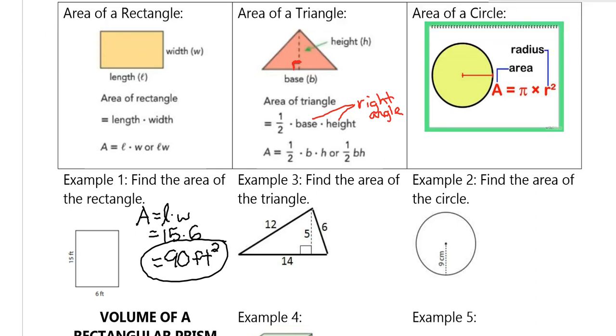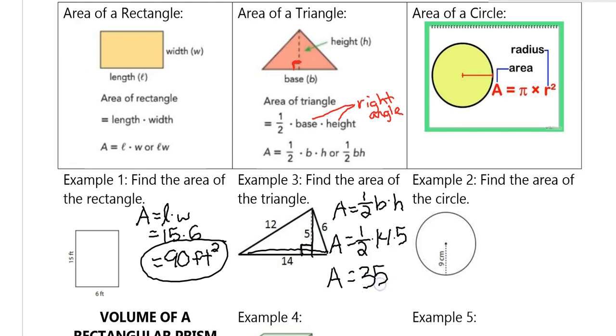Area of a triangle, area equals 1/2 base times height. Again, the base and height have to meet at a right angle, so I'm using this side and this side. Area equals 1/2. My base is 14. My height is 5. I can type that directly into a calculator and I get 35. And I'm just going to say this doesn't have a unit to it, so I'll say 35 units squared, whatever the unit happens to be.